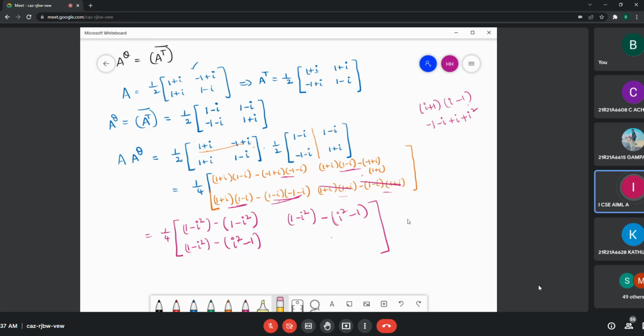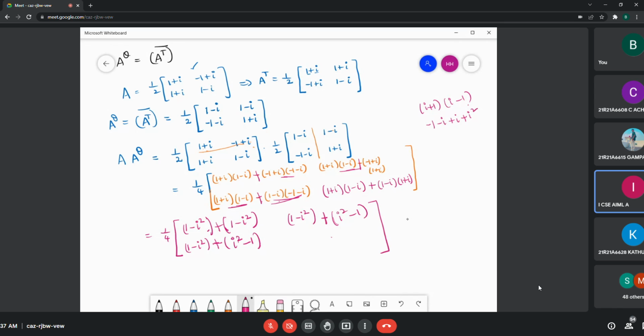Right. So by mistake I have written here the minus; this is plus. Right, correct. This is a plus only. So these two are not cancelled here. 1 plus i into 1 minus i plus 1 minus i into 1 plus i.